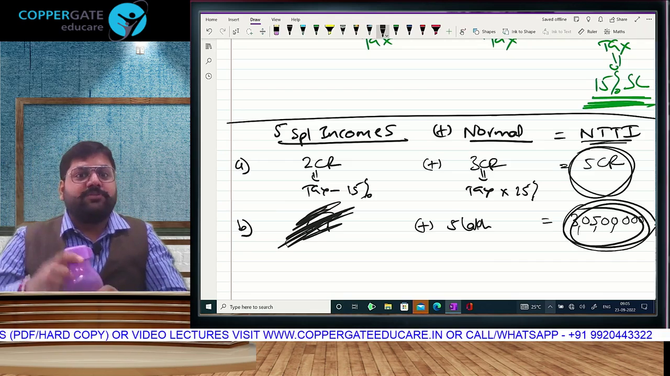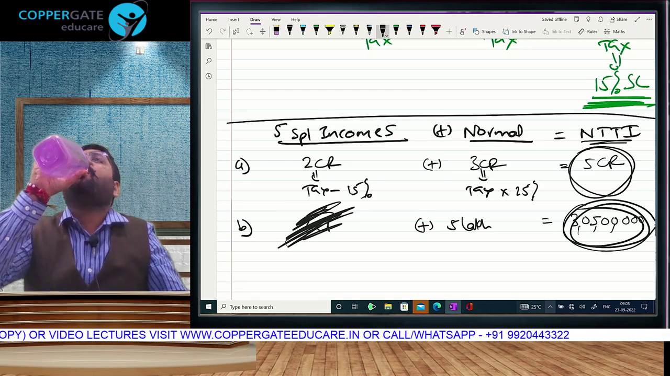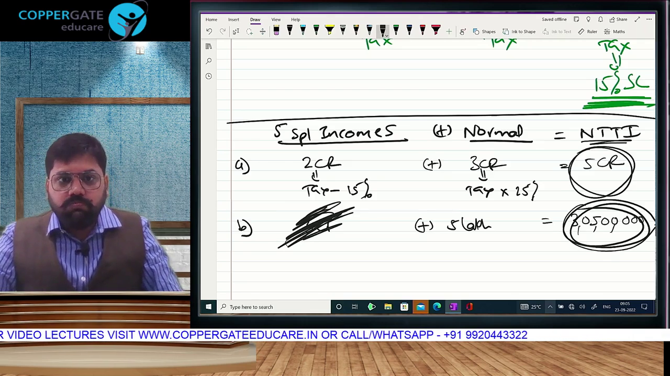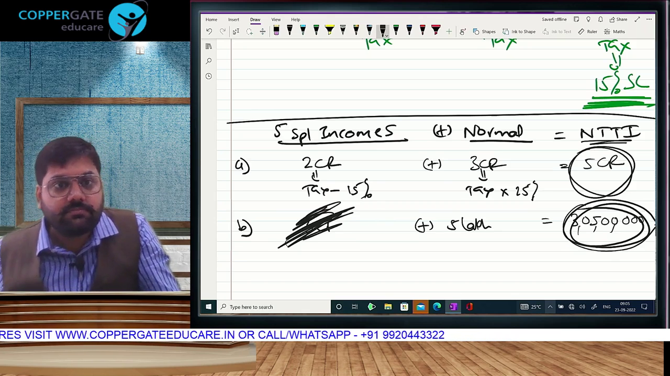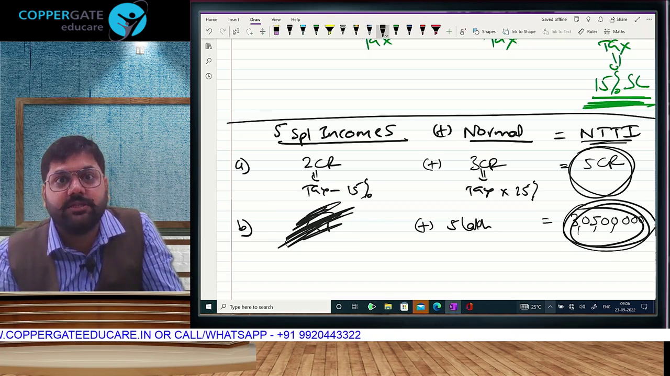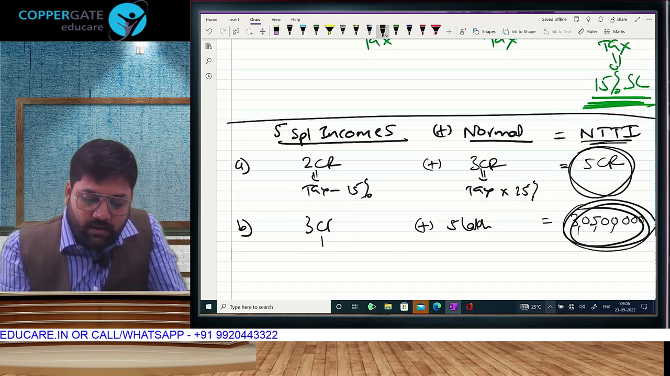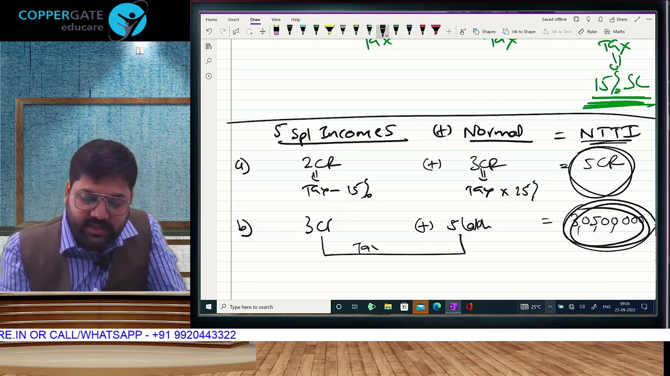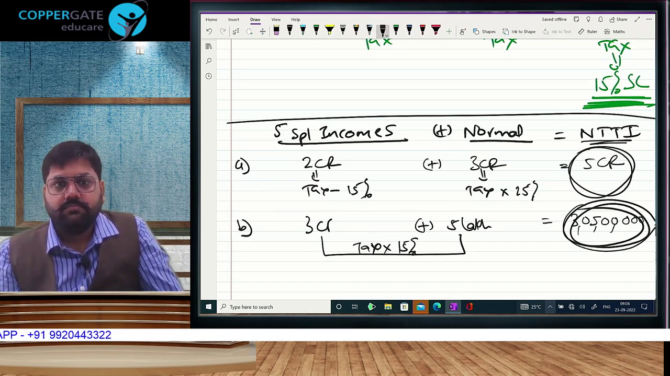And once you remove the special incomes, have you crossed 2 crores? No. Then there will be 15% surcharge. On what? This tax plus this tax. 15% surcharge on both.